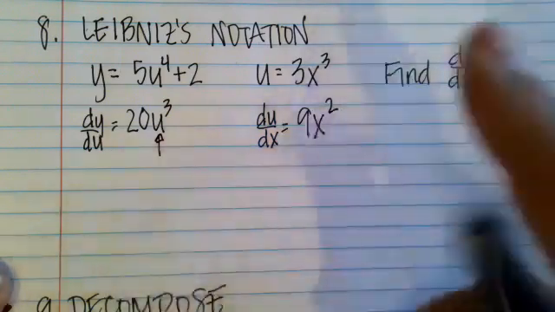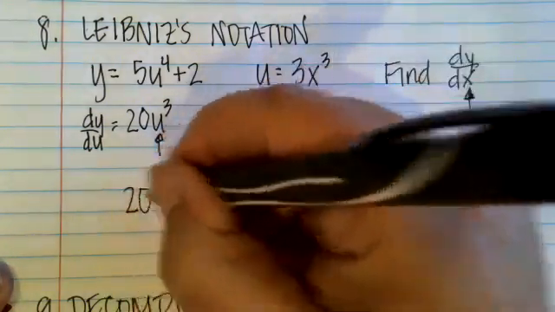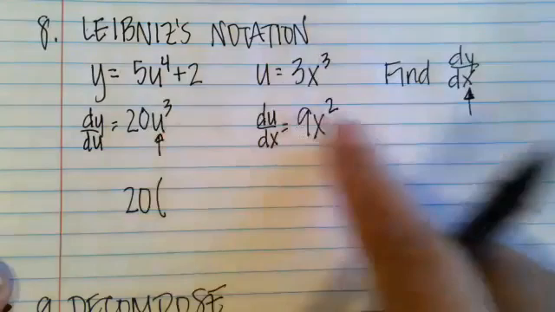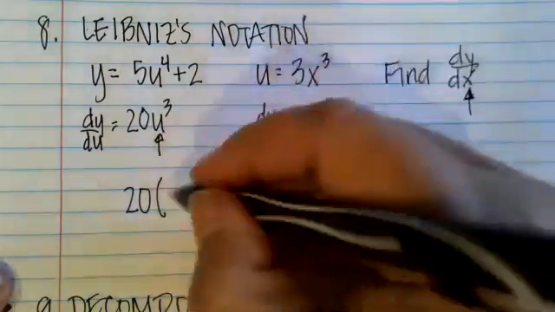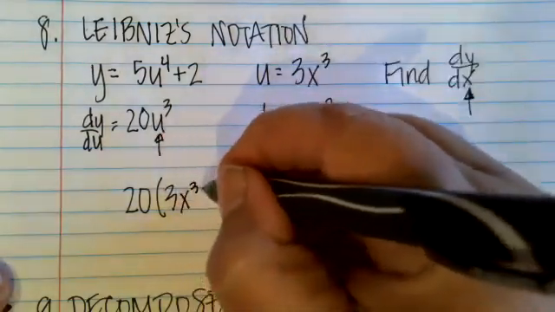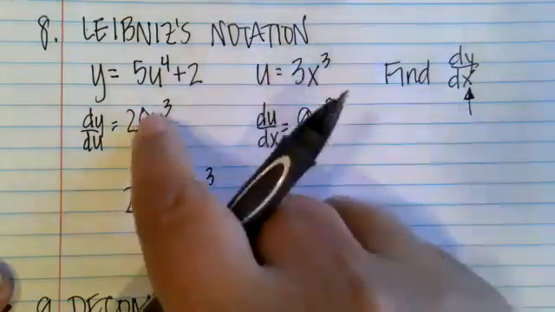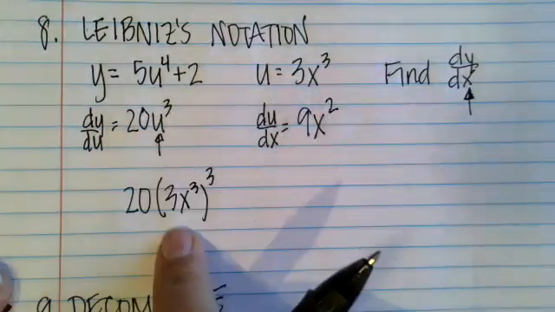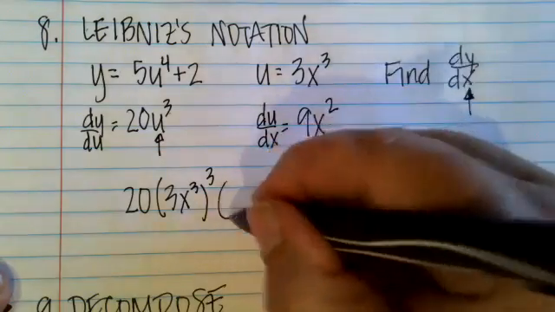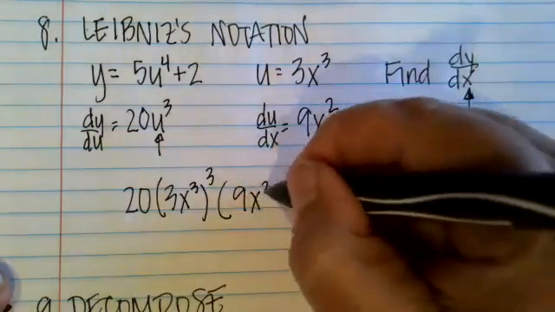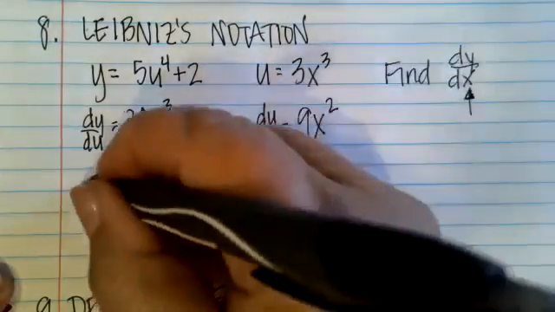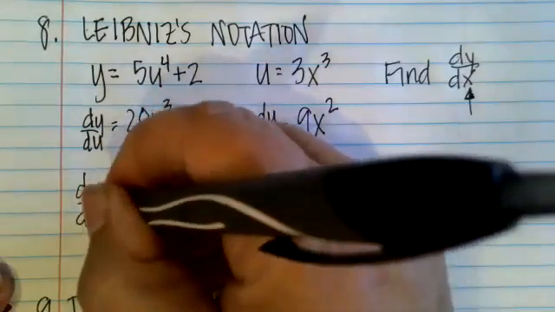And then we're just going to multiply these together. So I'm going to keep the 20. I'm going to change the u into a 3x cubed. And then we're going to cube that. So this is this. These are the same thing. And then I'm going to multiply it by that, 9x squared. And that is dy dx.